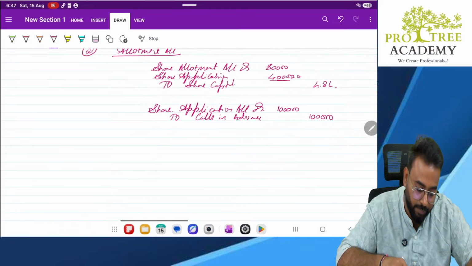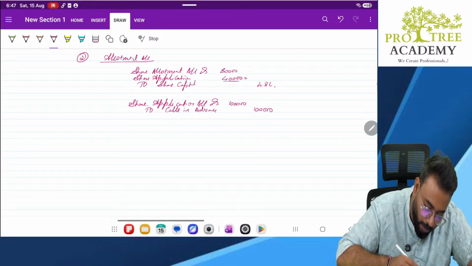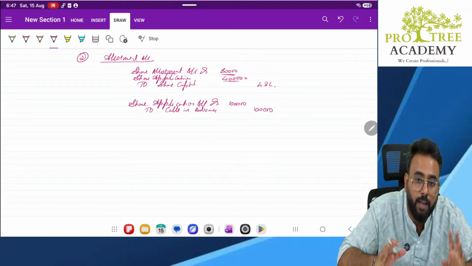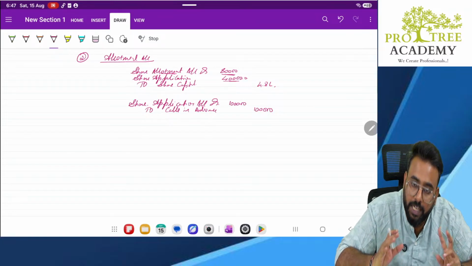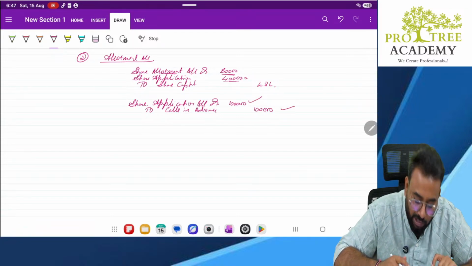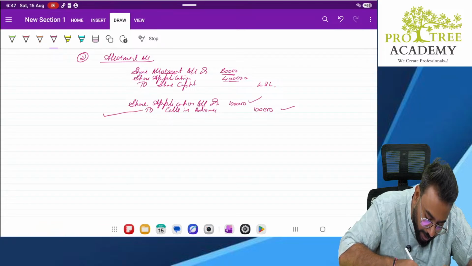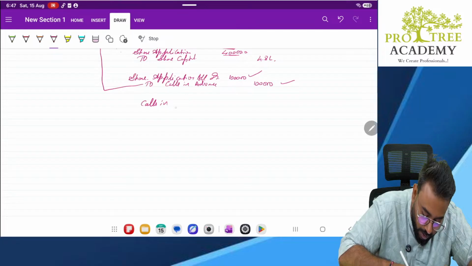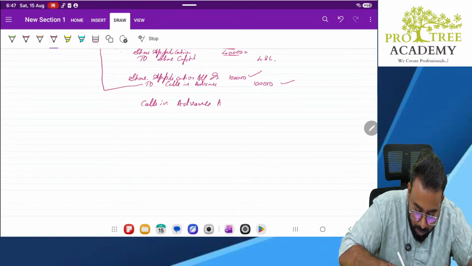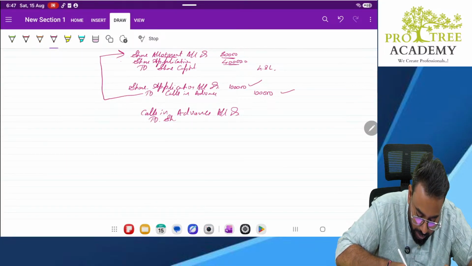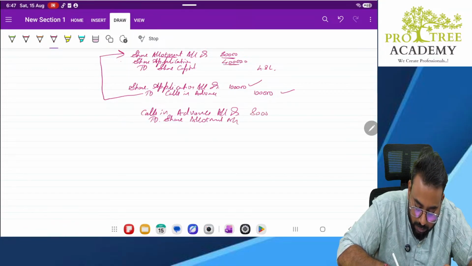Yes, sir. Correct. Now, next, understand, we need to receive this money, 80,000. But we will not receive it. We should not receive also. Why, sir? Because we already have 1 lakh rupees excess. So what we do is, we adjust this calls in advance with share allotment account. What is the entry we pass? Calls in advance account debit to share allotment account, 80,000. Done.